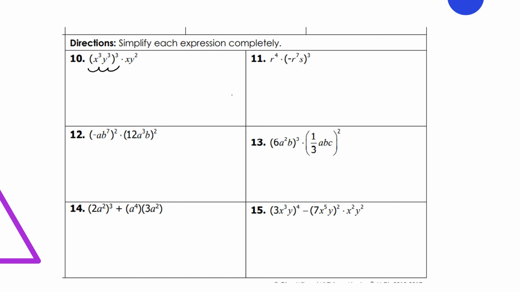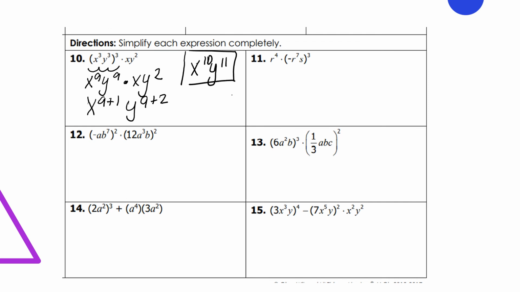So here I have x to the 9th, y to the 9th, times x y squared. So I have x to the 9 plus 1 power. Yeah, I wrote this the wrong way. Y to the 9 plus 2 power. So I have x to the 10th, y to the 11th. There you go.